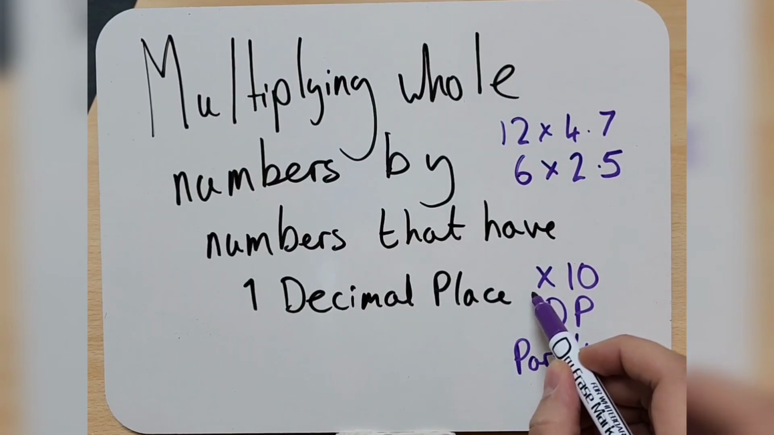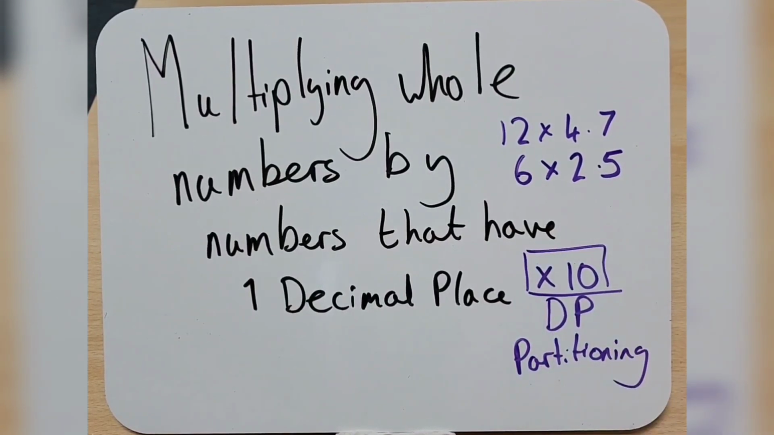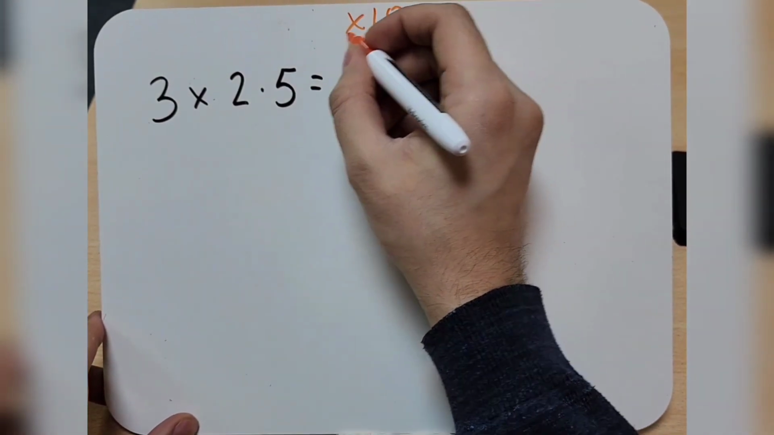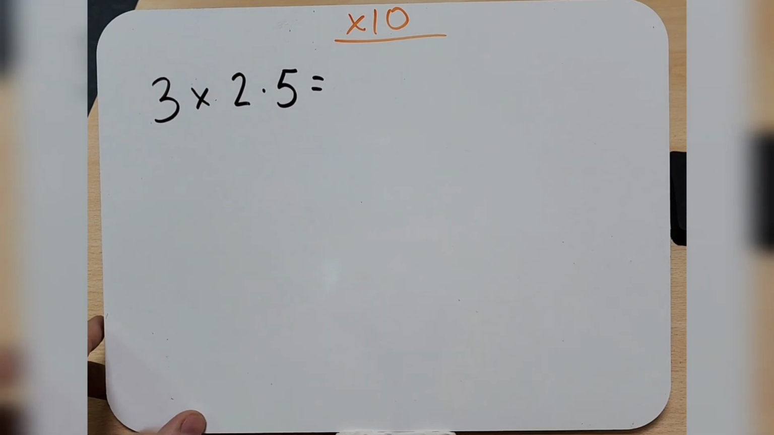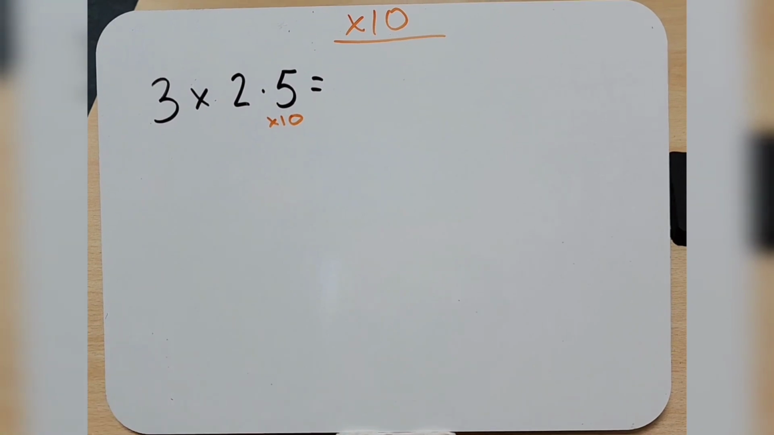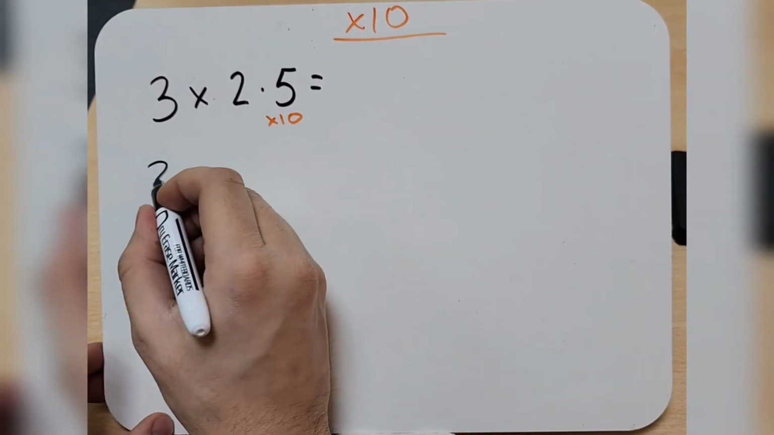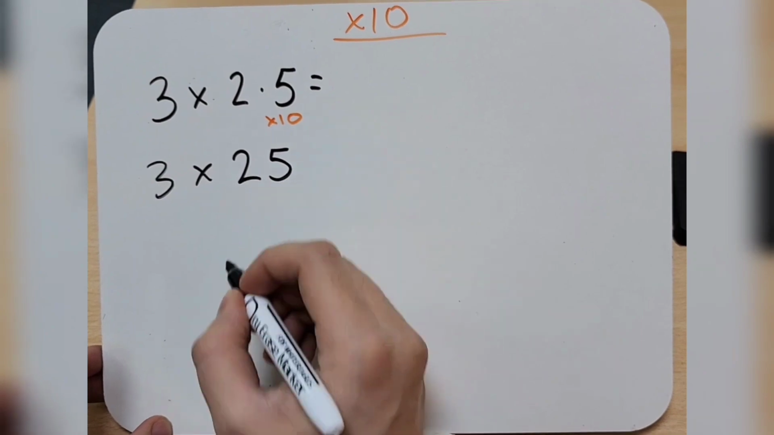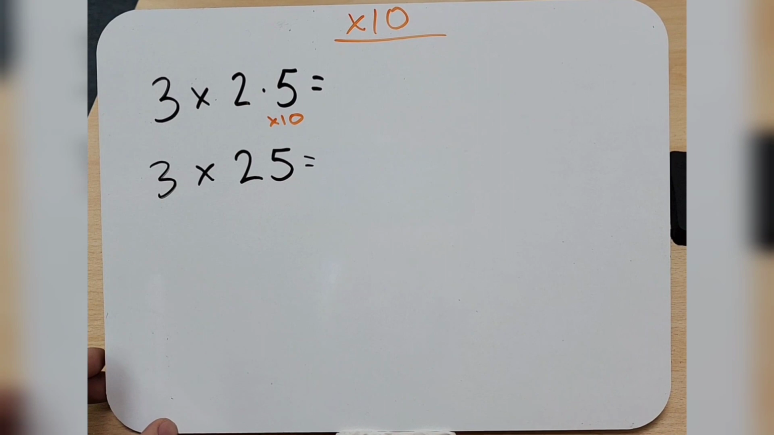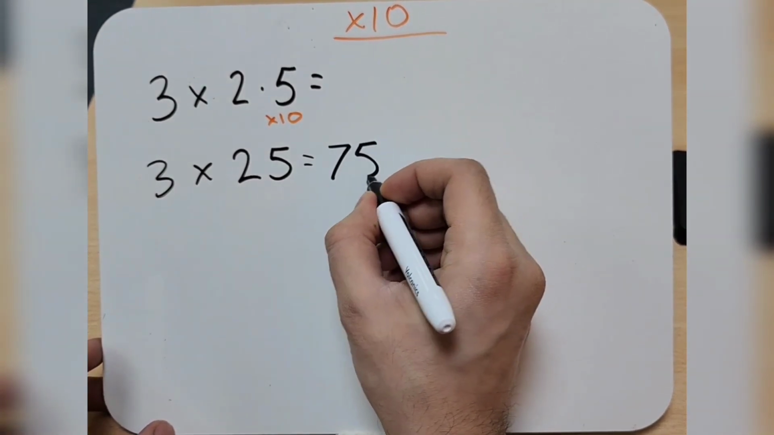But for today's video, we're going to focus on the times by 10, 100, or 1,000 method. We're only looking at one decimal place, so we'll stick with timesing by 10. Let's keep it really simple and look at 3 times 2.5. So as suggested, what we're going to do is times by 10. We will change this question to 3 times 25, which is going to give us an answer that's actually 10 times bigger than what we want. This, of course, is 75.